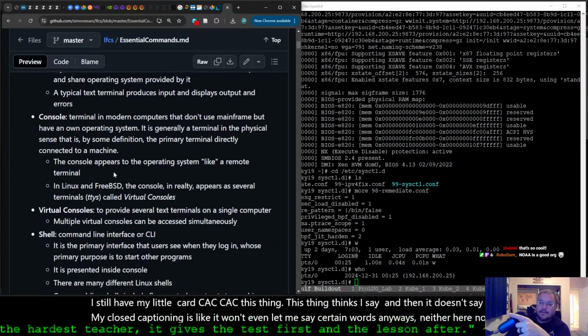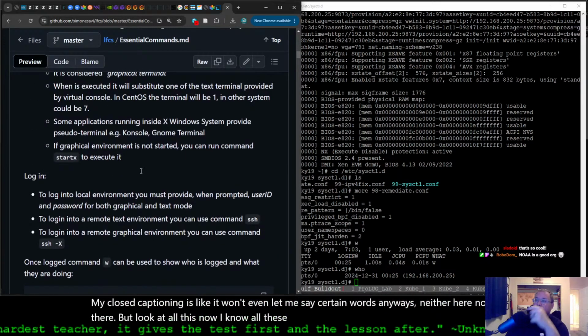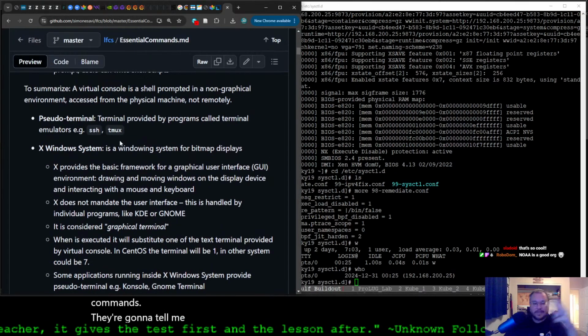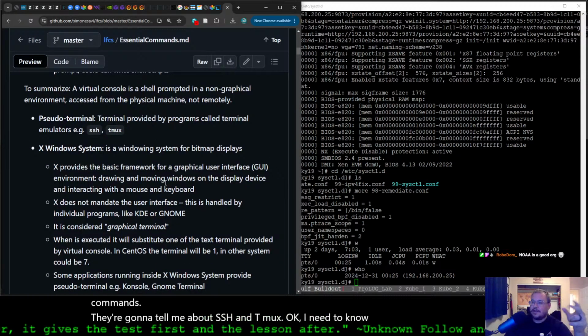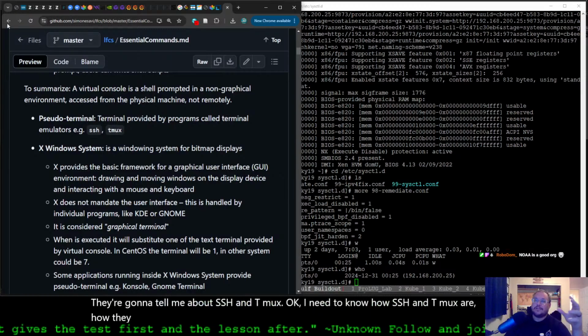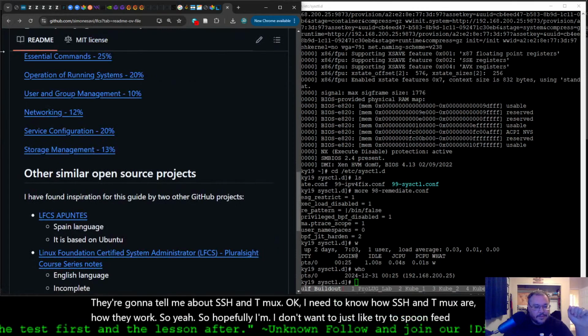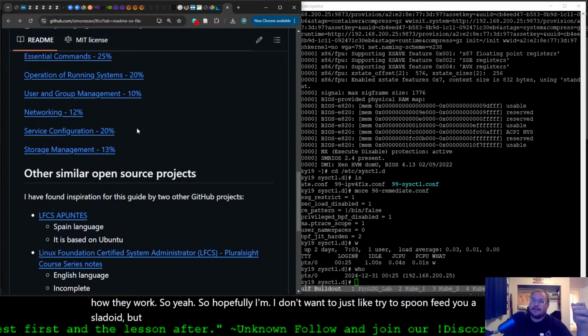But look at all this. Now I know all these things, but oh, okay, wait, here are some commands. They're going to tell me about SSH and tmux. Okay, I need to know how SSH and tmux work. So hopefully, I don't want to just spoon feed you, but this is what I would do.